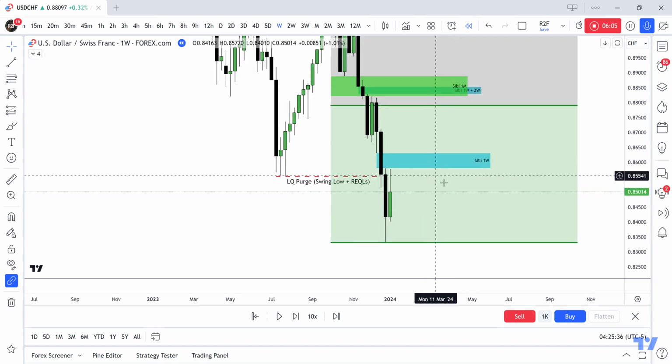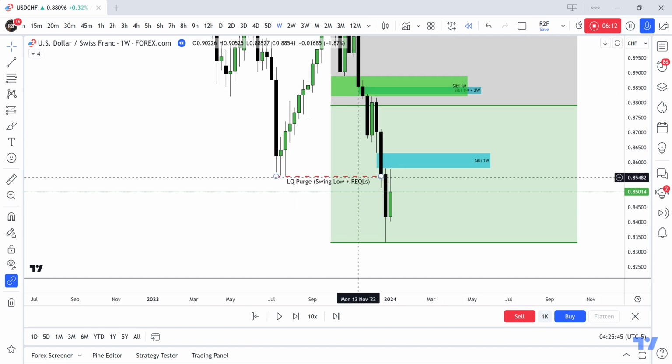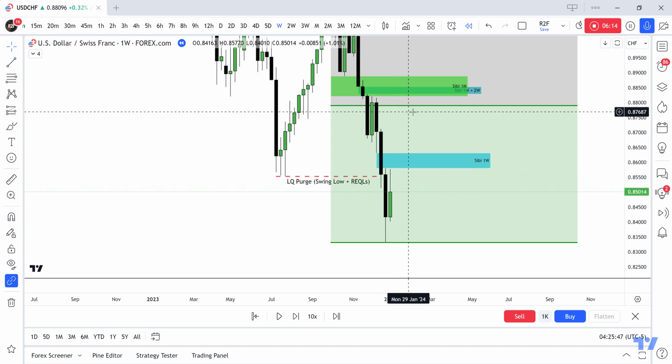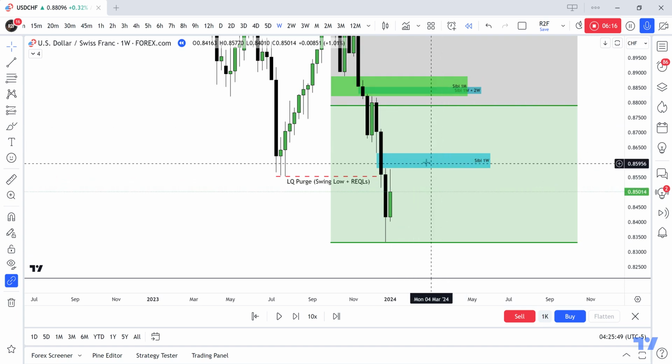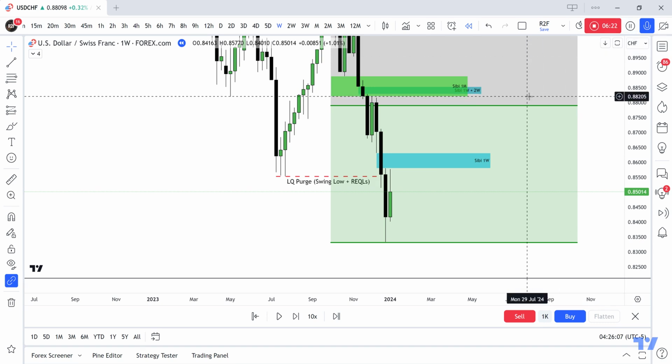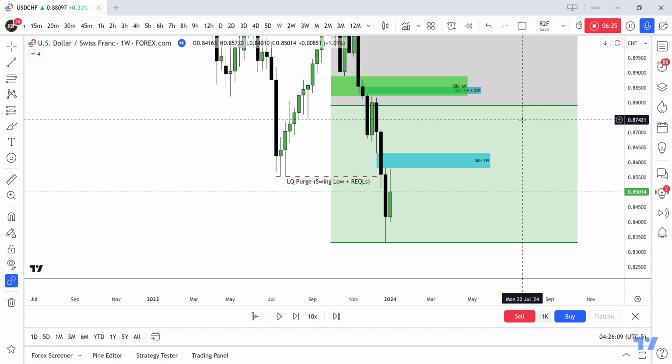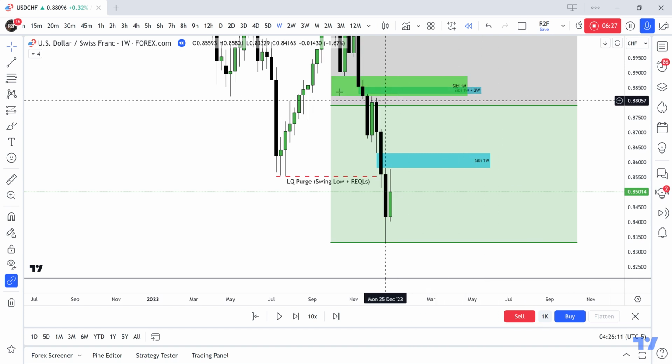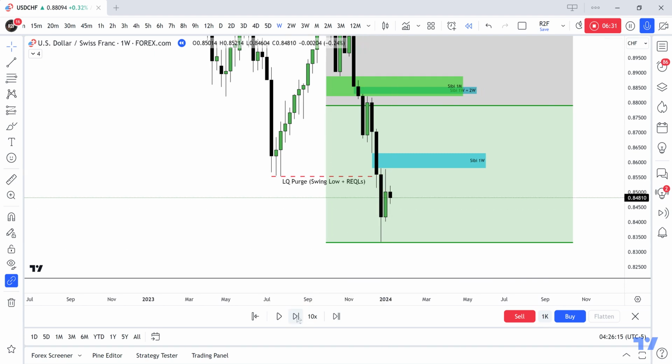With the narrative that the sell side liquidity was taken and now some buy side liquidity on lower time frames is to be taken, and efficiencies and internal range liquidity will be targeted as well. So on the weekly, let's fast forward and see what happens. Okay, 1 week.